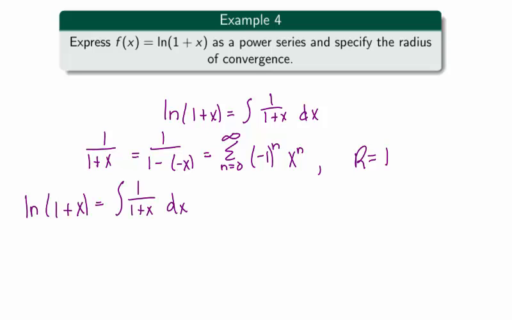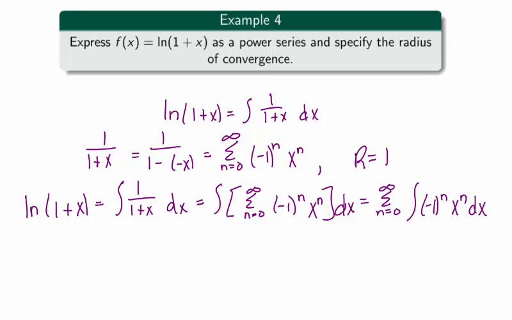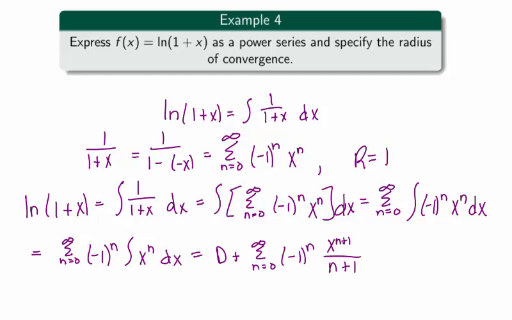The natural log of 1 plus x equals the integral of 1 over 1 plus x dx, which equals the integral of the sum n equals 0 to infinity of negative 1 to the n times x to the n dx, which equals the sum n equals 0 to infinity of the integral of negative 1 to the n times x to the n dx, which equals the sum n equals 0 to infinity of negative 1 to the n times the integral of x to the n dx, which equals d plus the sum n equals 0 to infinity of negative 1 to the n times x to the n plus 1 divided by n plus 1. Note that the radius of convergence is still r equal to 1.